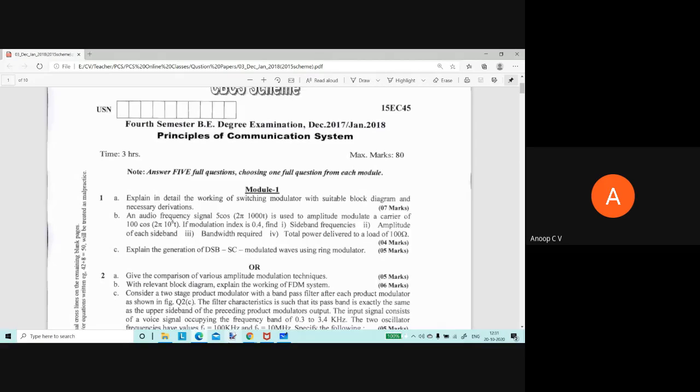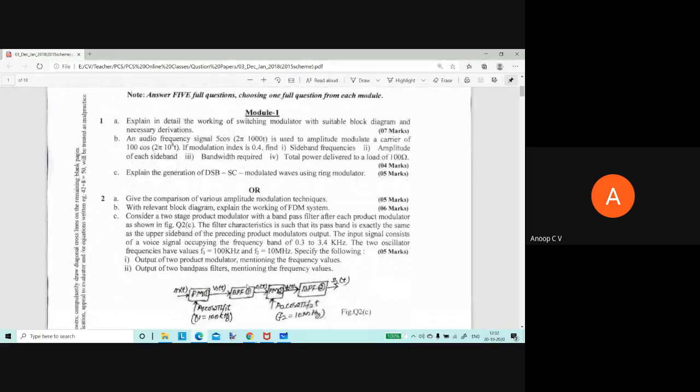But you should be in a position to, even if there is a considerable bit of a twist, or it's an application-level question which is being asked, you should be able to solve this, right? So then again, DSBSC using a ring modulator, right?